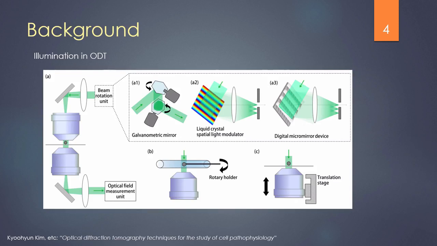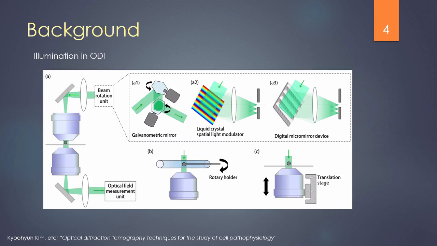For the setup, it has multiple configurations. For example, I can have a cell in the middle and illuminate the cell with multiple angles of the beam, and I scan the sample. In order to rotate the beam, I can have 3 different kinds of configuration: using a galvo mirror, using a spatial light modulator, or using a digital micromirror device to rotate the beam hitting the cells. Also, I can rotate the cell or scan the cell back and forth through the focal plane.